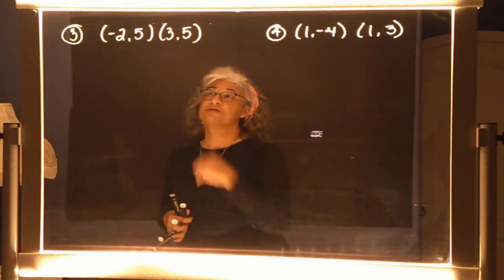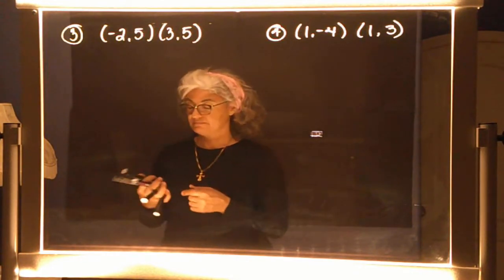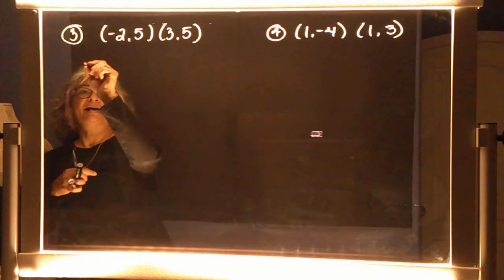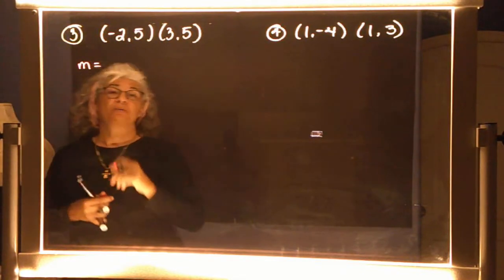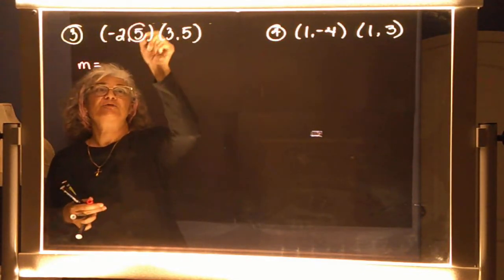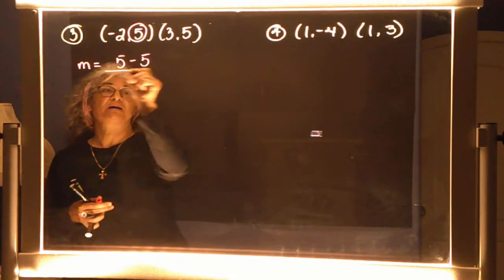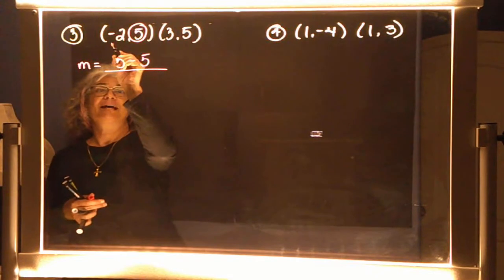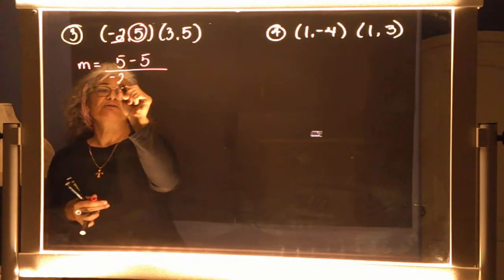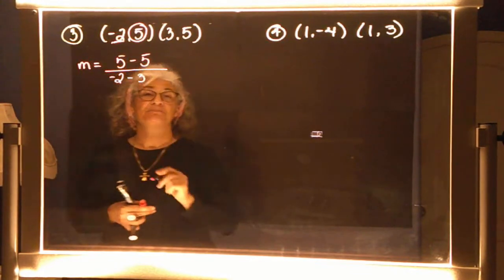All right, so let's look at this third example. Still asking me to find the slope. So, m equals, right? We have to do the difference of the y's. So I'm going to take this first y value, 5, minus the other y, which is 5, over, and now I'm going to have to take the negative 2 first, since I took its y first, minus 3. Good?